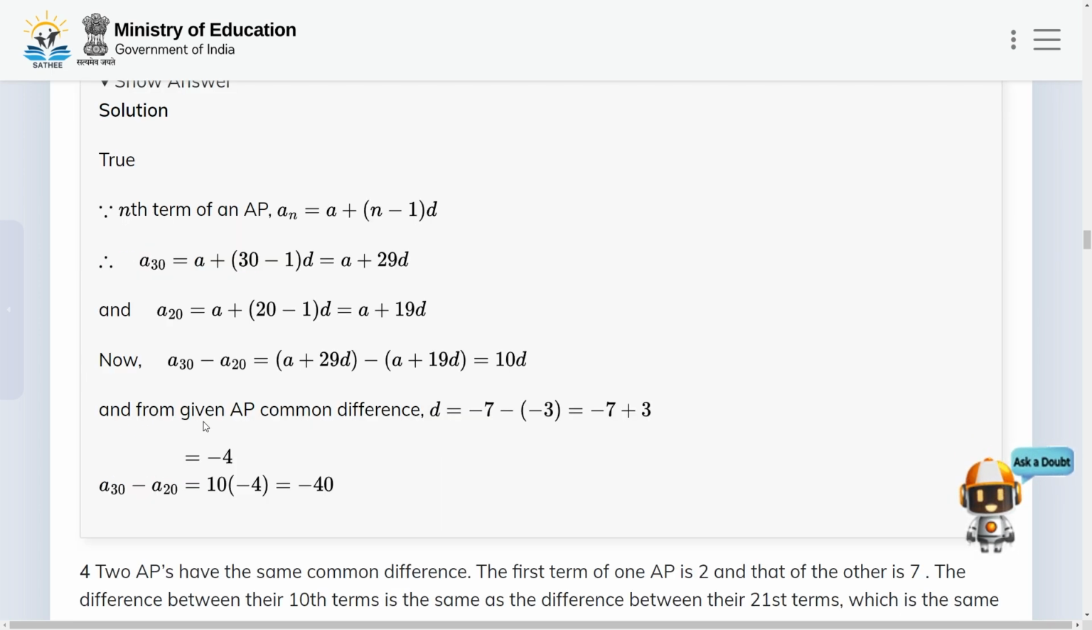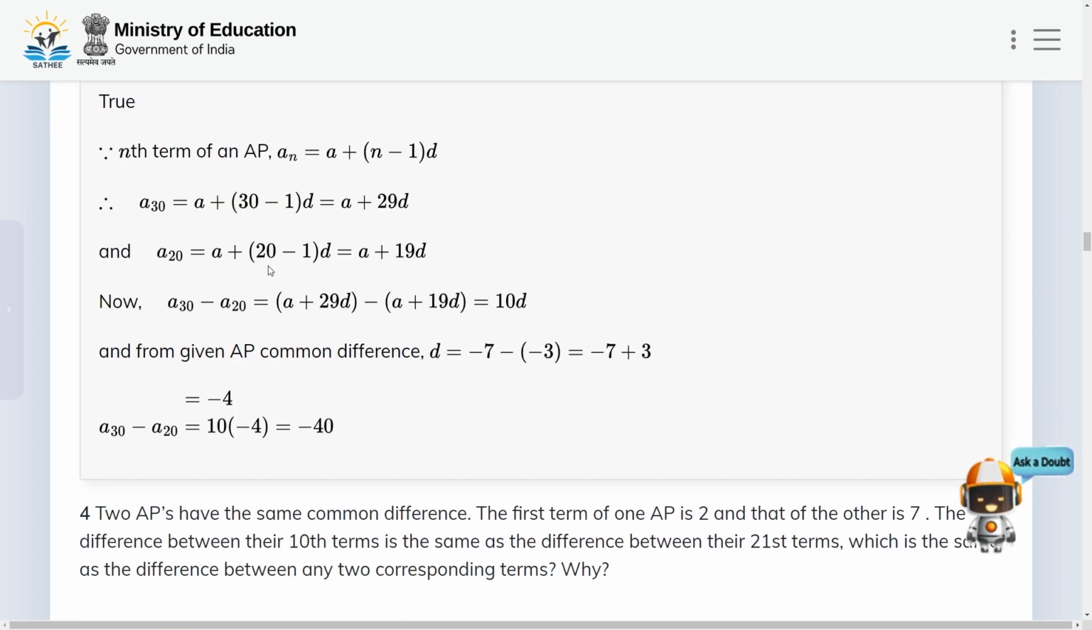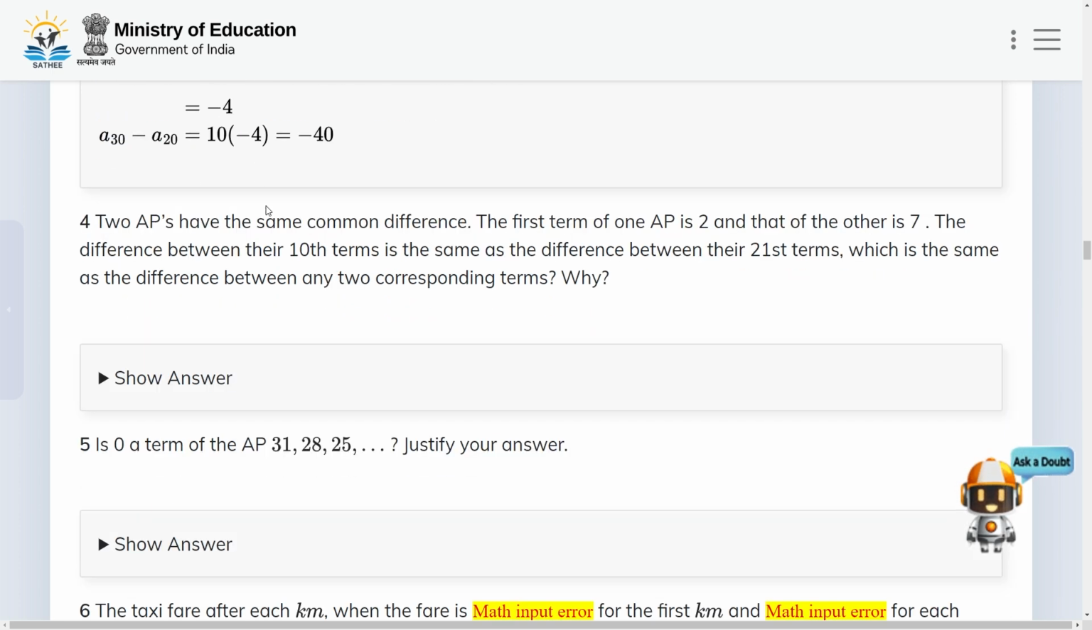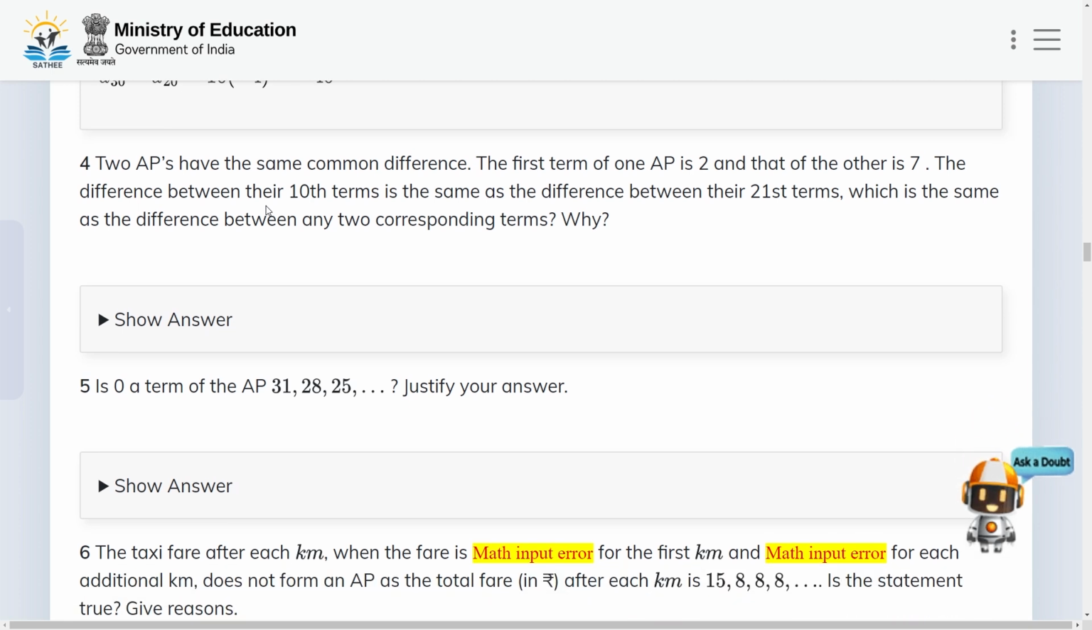And now a30 minus a20 is equal to 10 times minus 4, that is equal to minus 40. So the common difference d is equal to minus 4, and the difference of a30 and a20 is equal to minus 40. Now let us move to the next question.